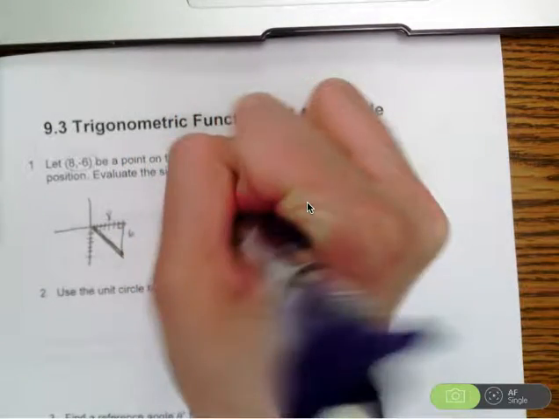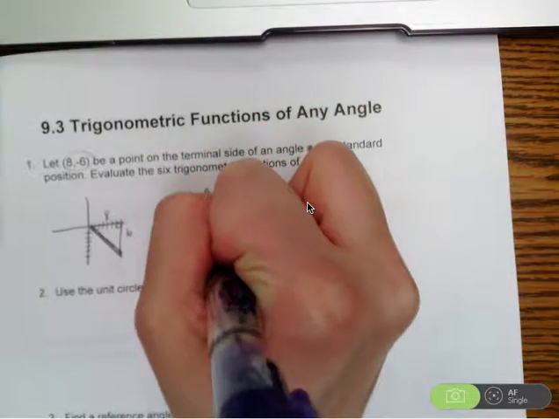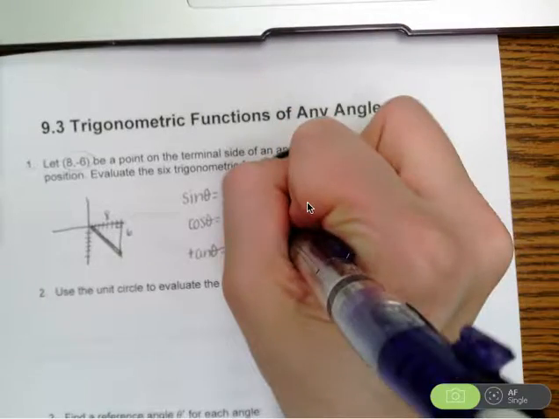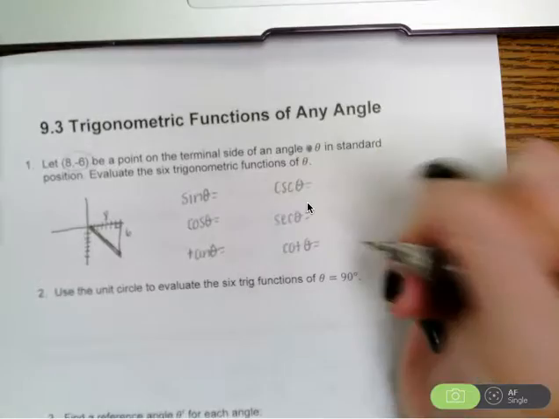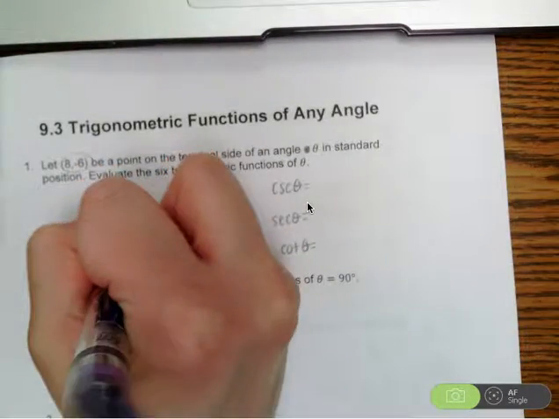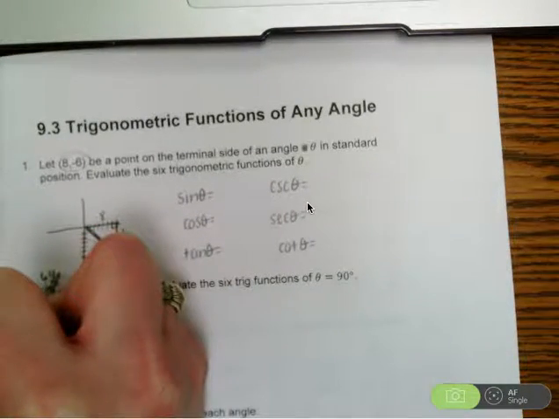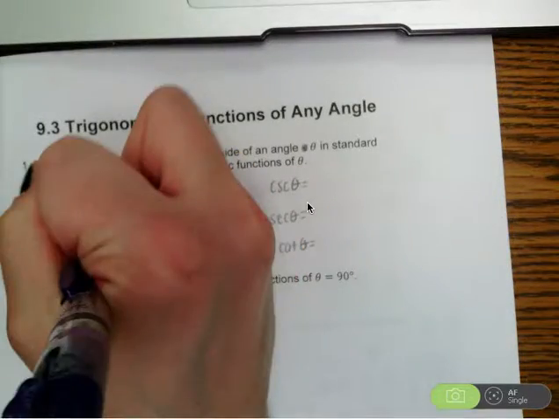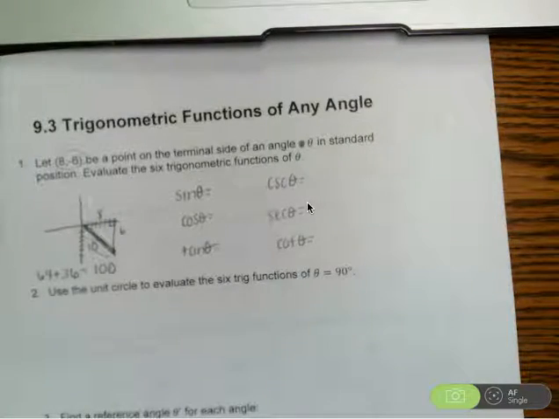So we've got the sine of theta, the cosine of theta, and the tangent of theta. Then we have the cosecant of theta, the secant of theta, and the cotangent of theta. The first thing we should probably do is find the hypotenuse here, and we're going to use the Pythagorean theorem for that. 8 squared is 64. 6 squared is 36. So we have 100. The square root of 100 is 10. And so the length of this hypotenuse is 10.